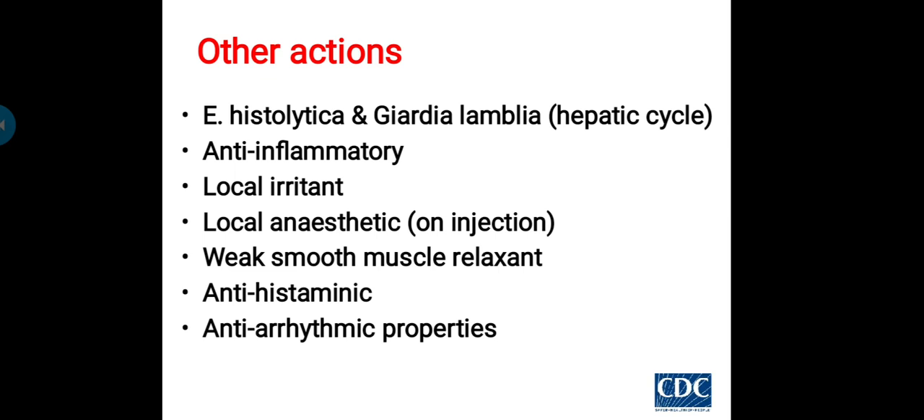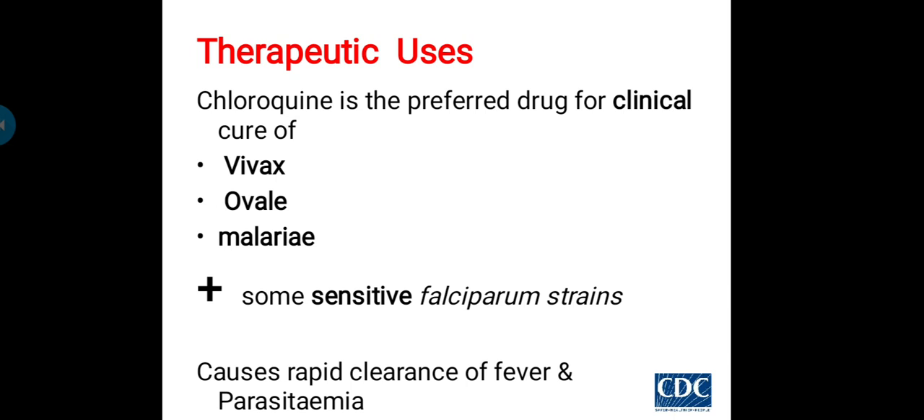So what are the other actions? It can also kill Entamoeba histolytica and Giardia lamblia. It has some anti-inflammatory effect and some local anesthetic action. Also it has some antihistaminic and anti-aging property. Therapeutic use: chloroquine is the preferred drug for the clinical cure of vivax, ovale and malariae malaria. Remember, though some sensitive falciparum malaria still exists, sensitive Plasmodium falciparum is not so prevalent in India. So if we have detected the plasmodium as falciparum, then chloroquine should not be given.